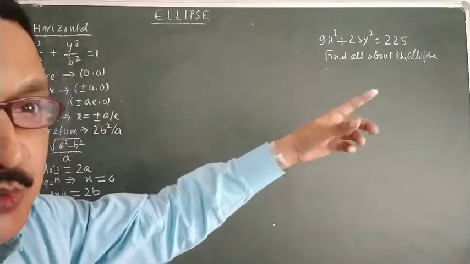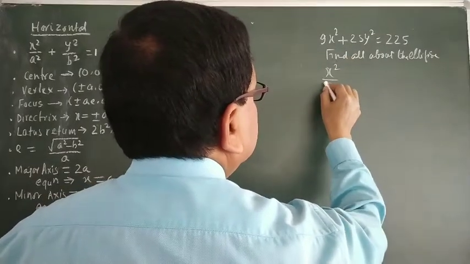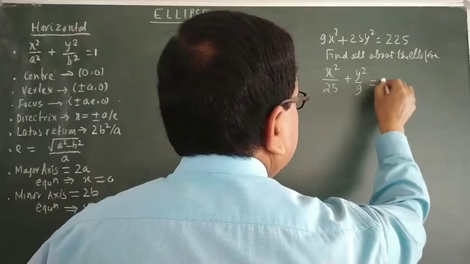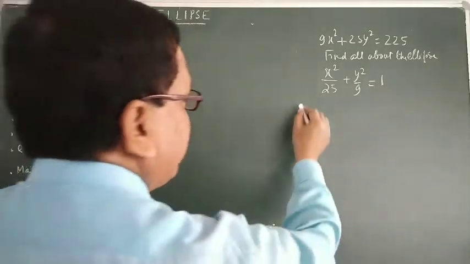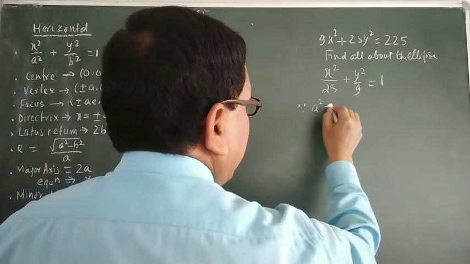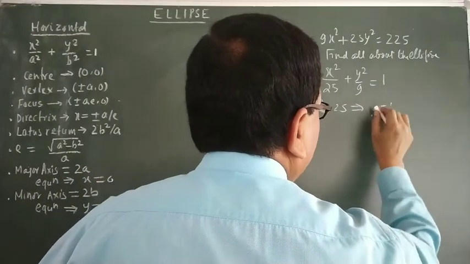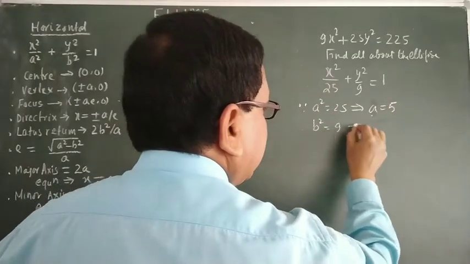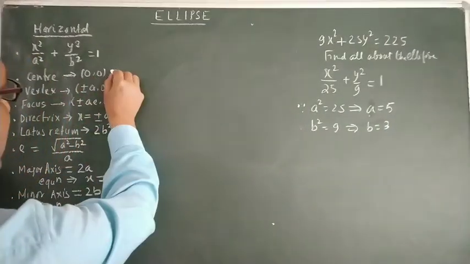So divide by 225, we get x square by 25 plus y square by 9 equal to 1. So clearly a square is equal to 25. Since a square is 25, a is equal to 5. Now b square is equal to 9, so b is equal to 3. So we are going to answer the question.